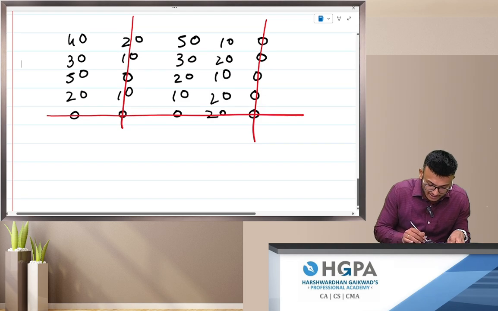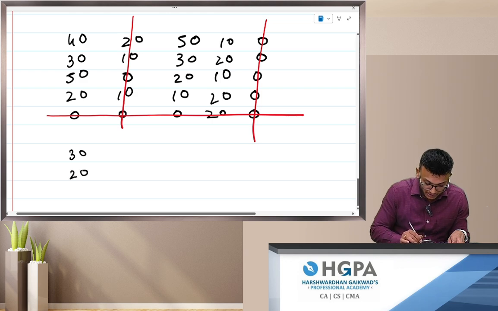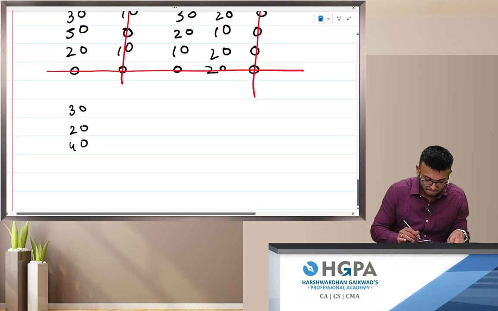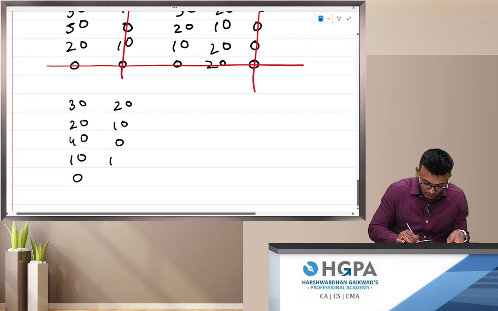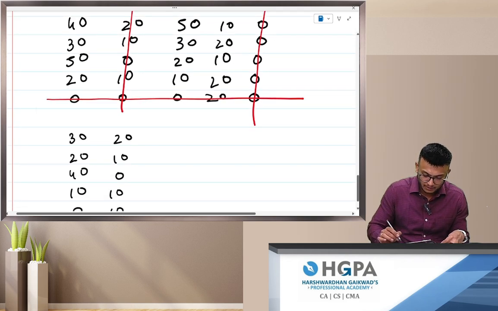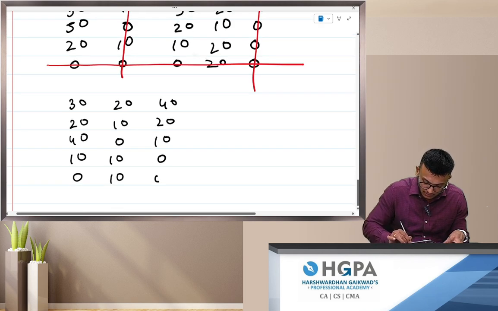So 40 minus 10, this will become 30. This is a new matrix, right? 20, 40, 10, 0. Covered elements, don't touch them. 20, 10, 0, 10. I have to add it to the intersection. I'll add 10 over here. 40, 20, 10, 0 and 0.